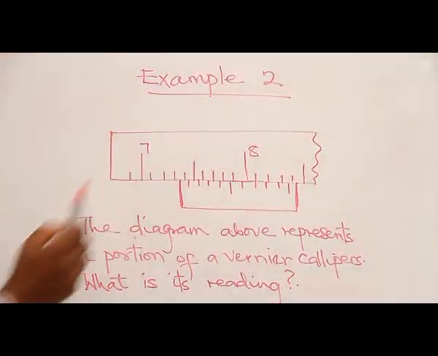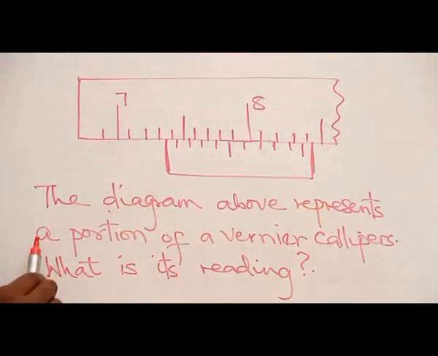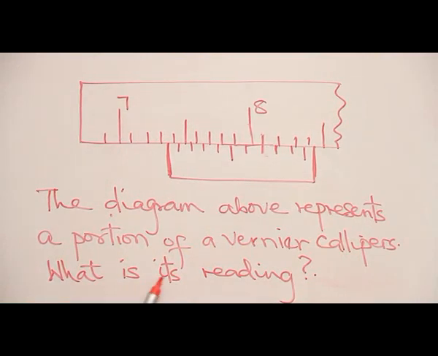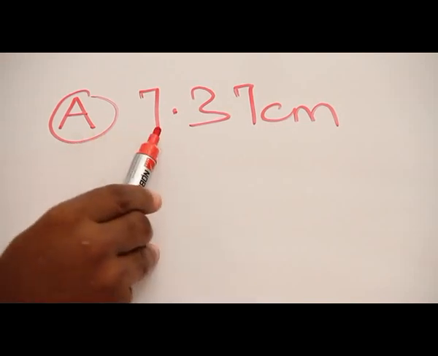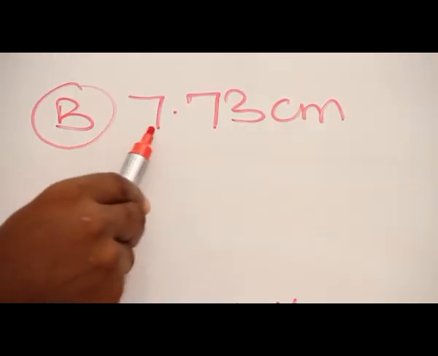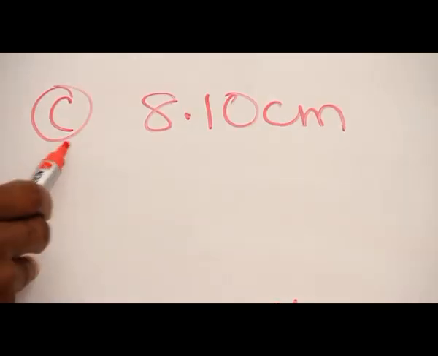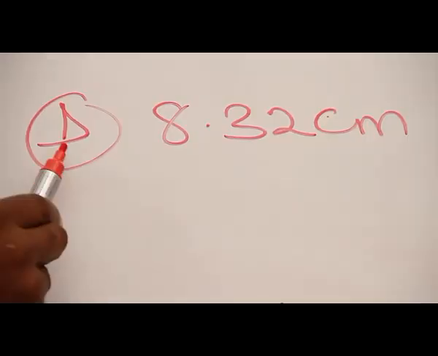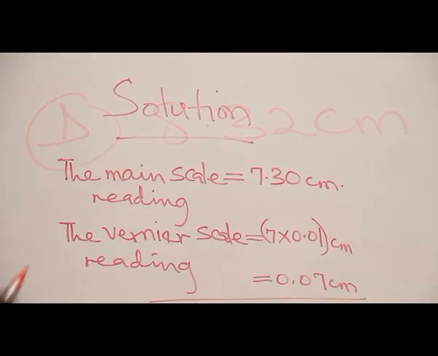Example 2. The diagram above represents a portion of a vernier calipers. What is its reading? The options are A, 7.37 centimeters, B, 7.73 centimeters. Option C, 8.10 centimeters. Option D, 8.32 centimeters. Solution.